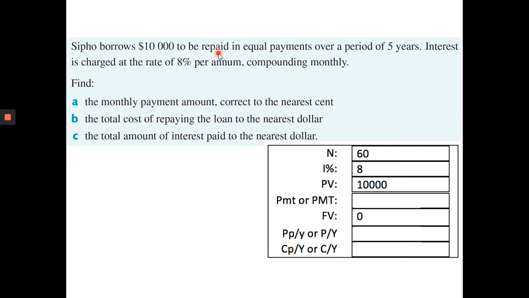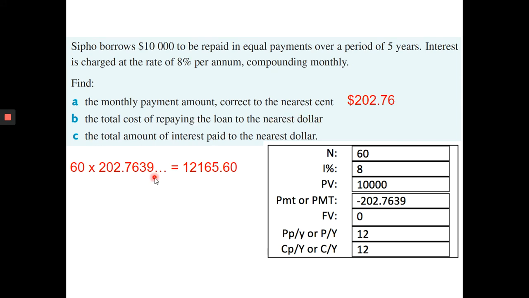Yes, you've got to read the question very, very carefully. Compounding monthly, so they're both 12s. $202.76. What is the total cost of repaying the loan to the nearest dollar? And again, this is where people always ask me questions every year, because you don't need to use a financial solver for this. This is basically 60 payments of this amount.